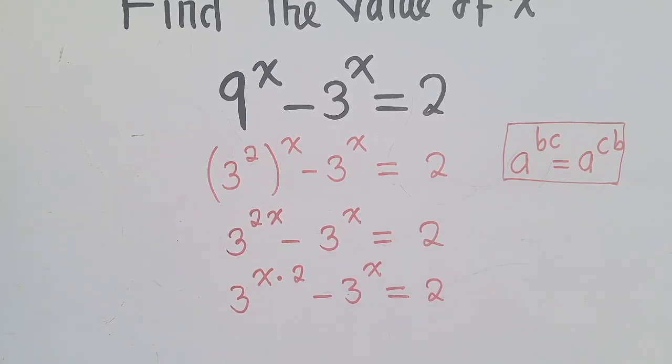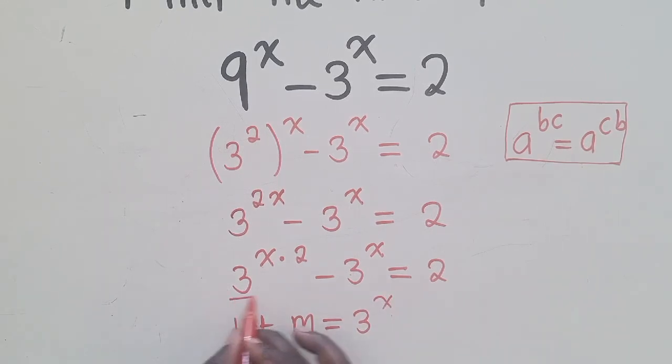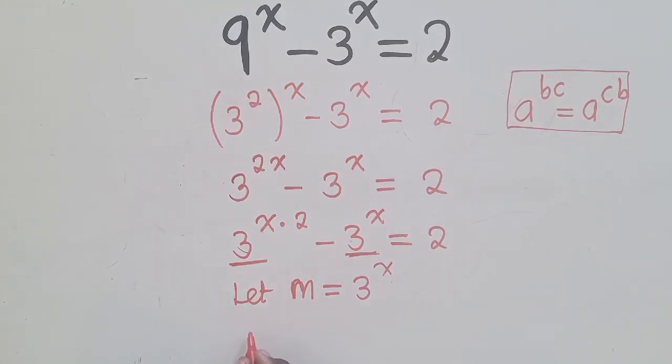Now from this point, we can let m, any letter of your choice, be equal to 3 power x. You see, we've got the common term at this point and this point. If you want, you can let y be equal to what is here, or m, whichever letter. I'm letting m be equal to 3 power x. Therefore, we have an equation that looks like this: m power 2 minus m is equal to 2.